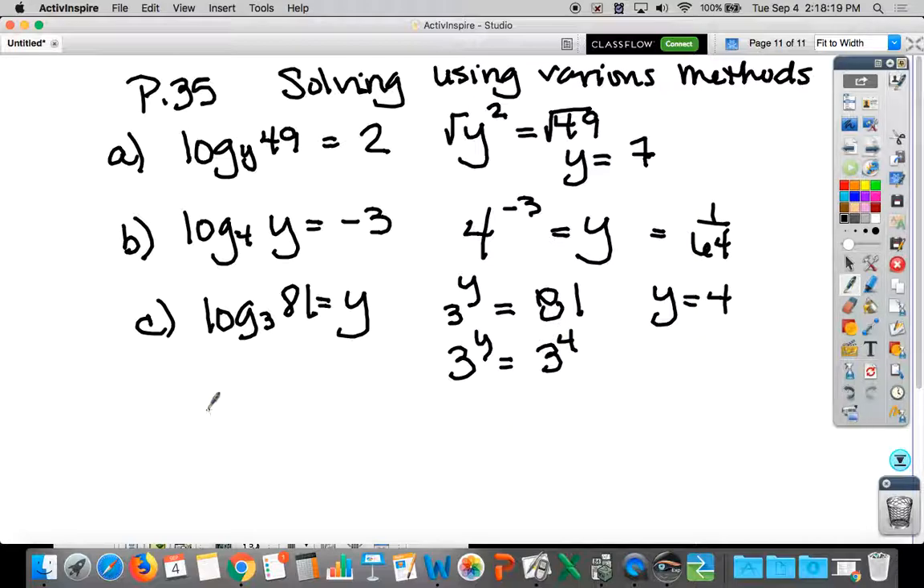All right, so I want y'all to finish up D through I. And I don't want any decimals. No decimals. I want it left in radical form, unless you get a whole number.